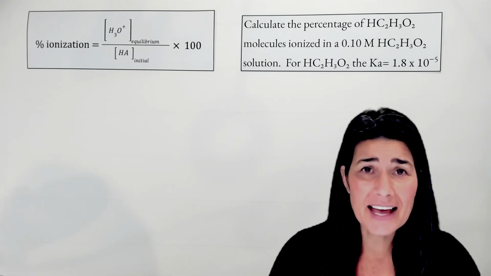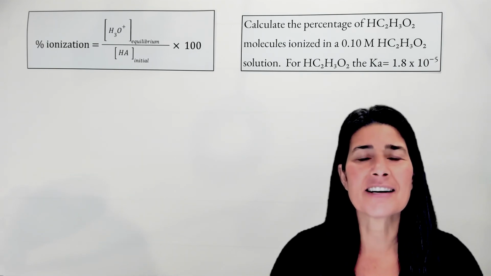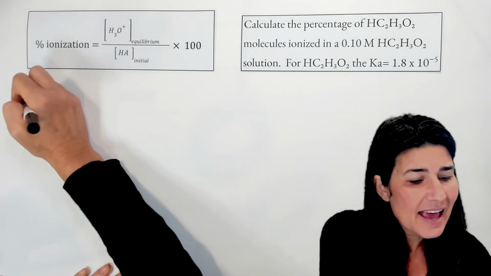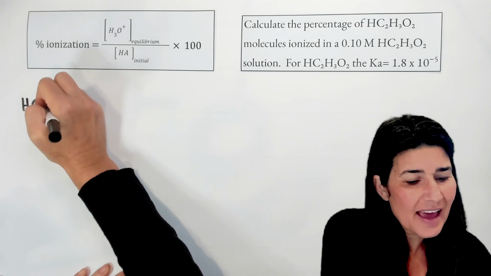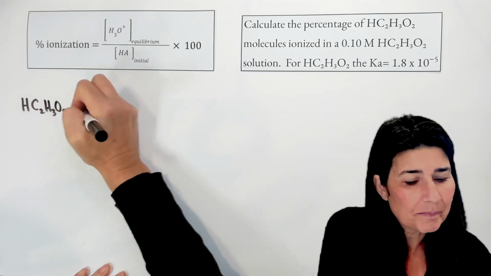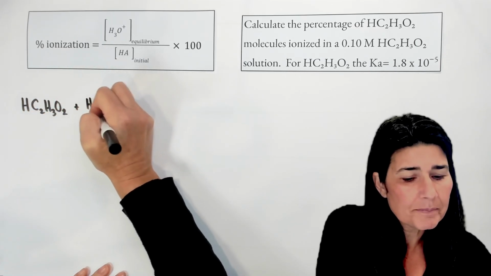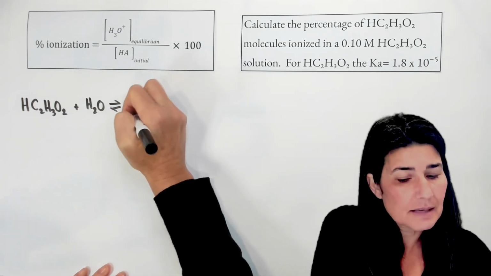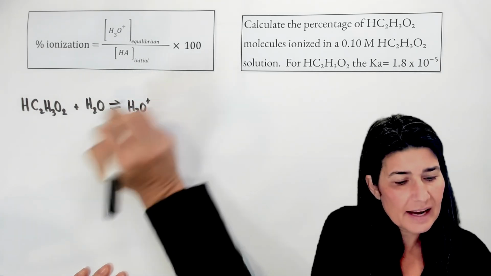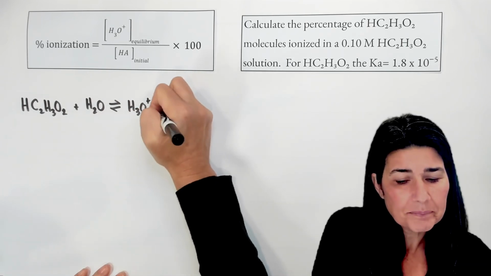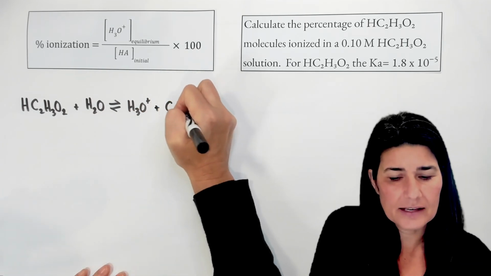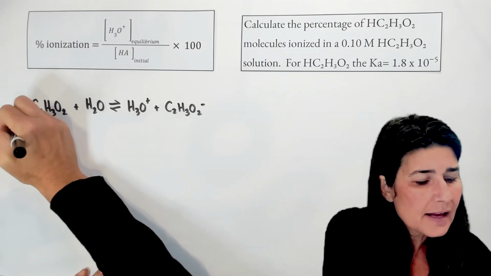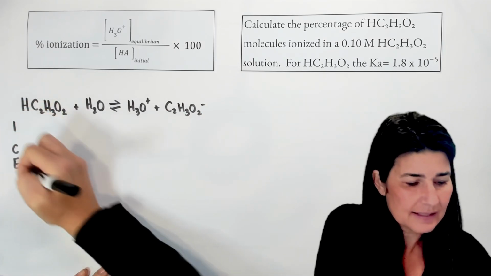So plan of attack, put your acid in water, ICE it with a Ka. Let's take our acid, HC2H3O2. We're going to put it in water, allow it to dissociate a little. We get some hydronium ions when H plus is transferred to water, and the acetate ion, C2H3O2 minus. We put it in water. Now we need to go ahead and ICE it.